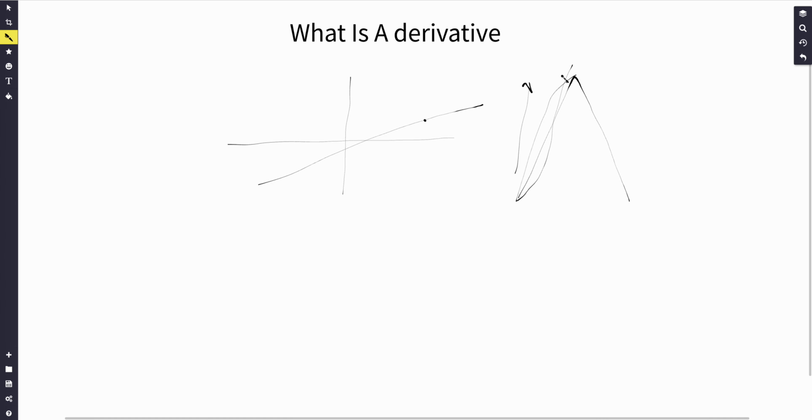And then right here at the top, it's flat. It kind of evens out for a little bit, so I'd call it constant, it's zero. And then this portion right here is sloping downward, it's going negative. So the derivative at any point there would be negative.